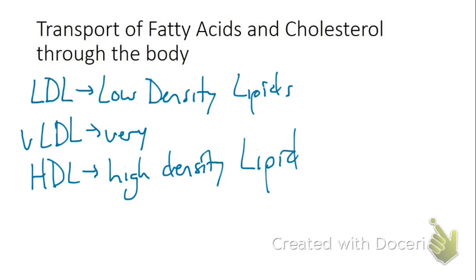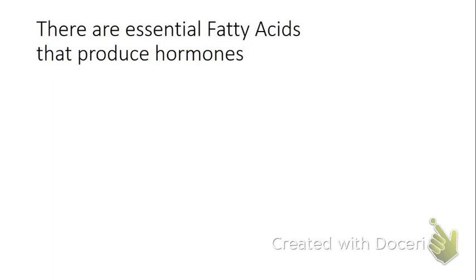And obviously, this is good, and this is bad. And we'll explain later in class on why HDL is very good and LDL is very bad. So, there are some essential amino acids, or fatty acids. Just like there are essential amino acids, these essential fatty acids are very important because they produce what are known as local hormones. Hormones that don't circulate throughout the body. We'll look at cholesterol and cholesterol-based hormones after this.